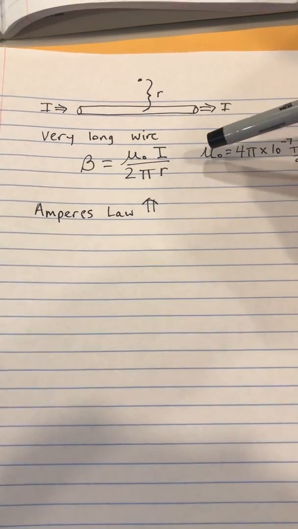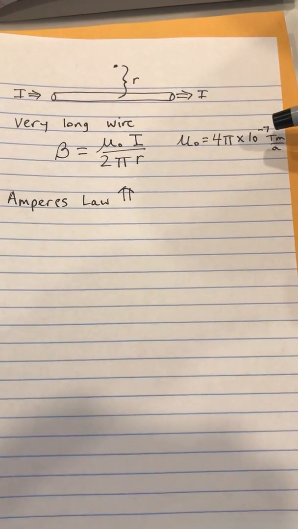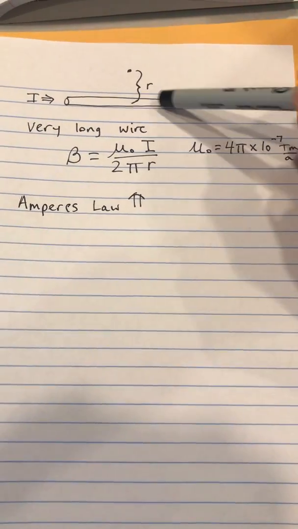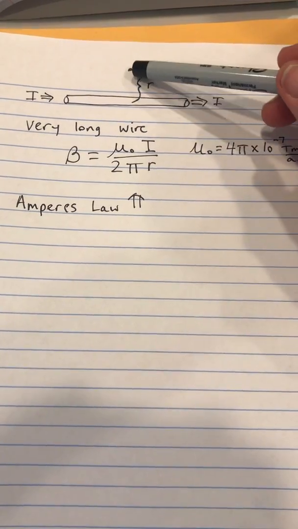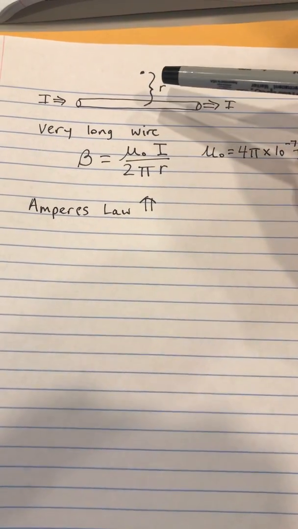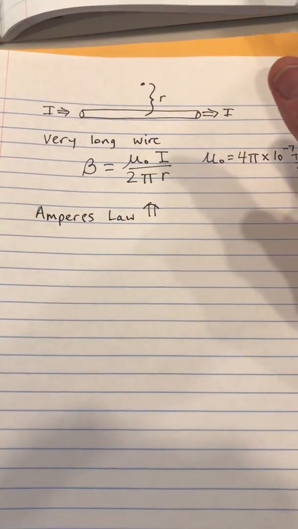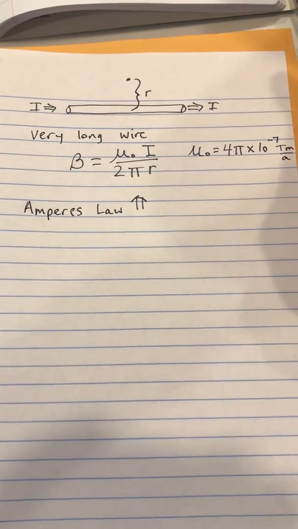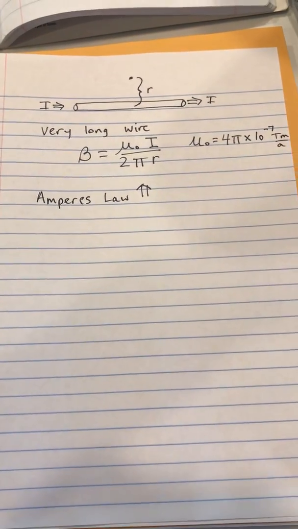Mu naught, like epsilon naught, is a constant. 4 pi times 10 to the minus 7 Tesla meters over amps. I is the current running through the wire. 2 pi, so this is all constant, right? And r is how far you are away from the wire. Okay? And that's Ampere's law. This is pretty easy, what I've just gone over, and I'm going to give you one little easy problem to figure out, and then tomorrow or the next day, we're going to talk about wires interacting with other wires. That's kind of the meatier stuff of this.